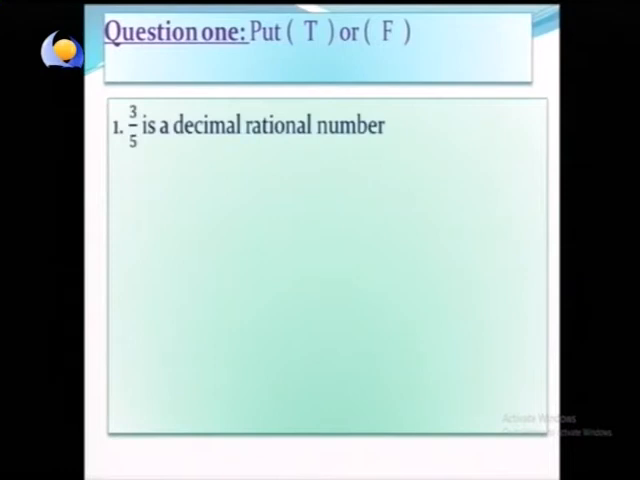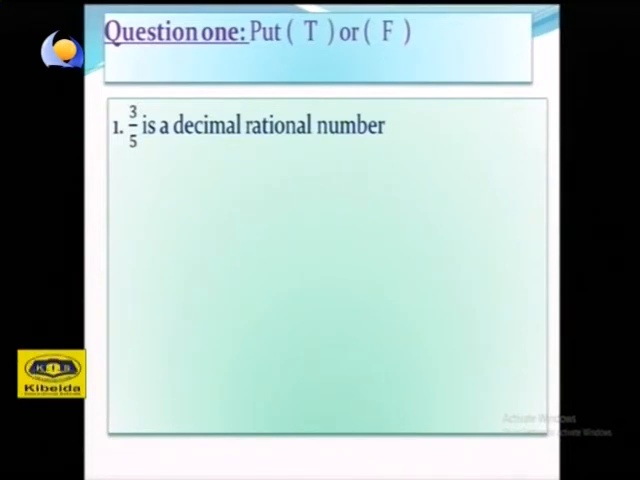Question 1. Put true or false. Please read the instructions of the exam very well and read the question carefully and do whatever it wants you to do. If it asks you to put true or false, put true or false. If it asks you to put cross, tick or cross, please put tick or cross.